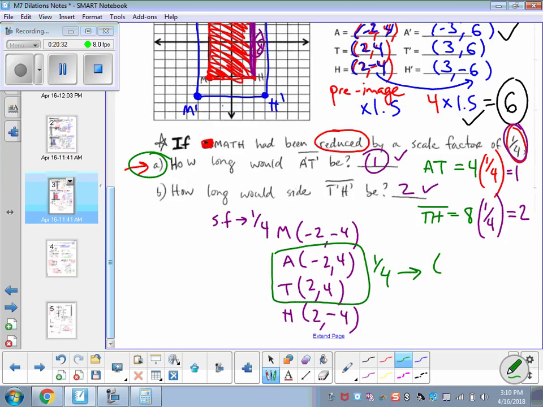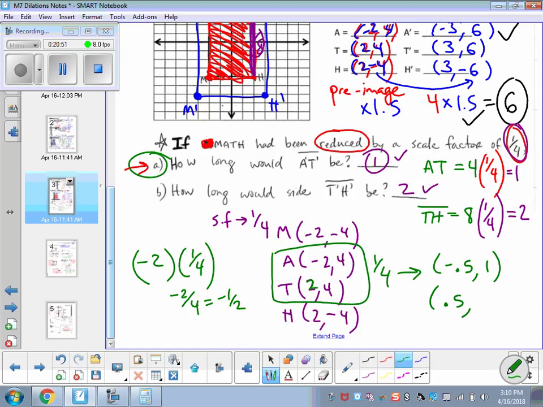All right, so let's take -2 and find a fourth of that. So we're at -1/2. And a fourth of 4 is 1. A fourth of 2 would be a positive 0.5. Again, 2 times a fourth is 2/4, which is 1/2. Okay, and that's just 0.5. And now let's take a fourth of 4. A fourth of 4 is 1.